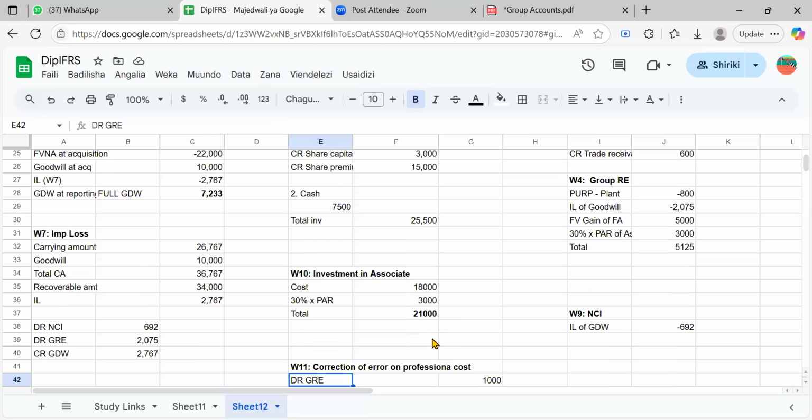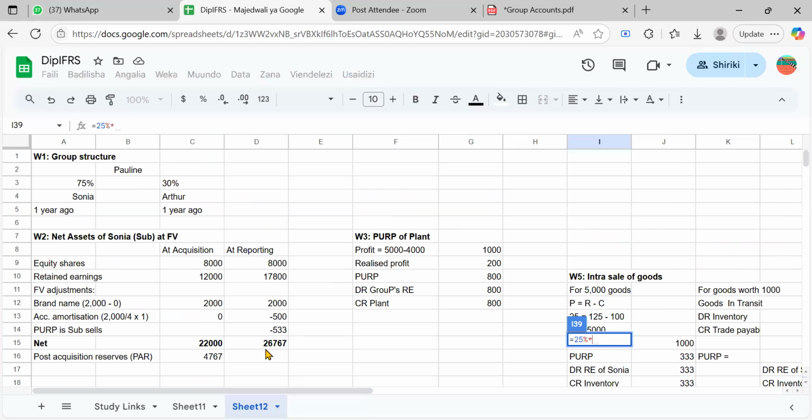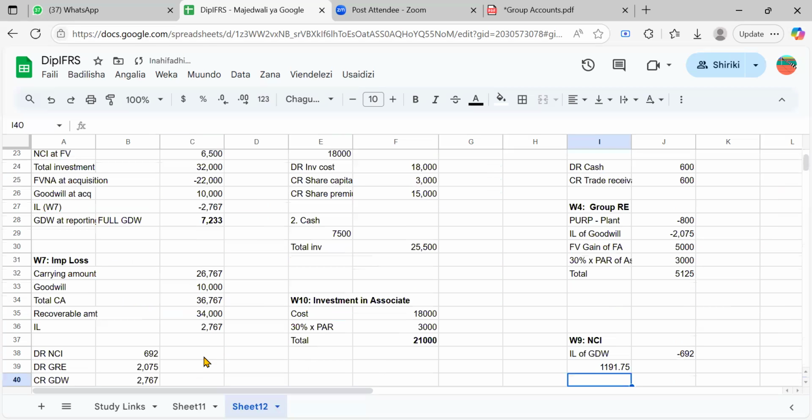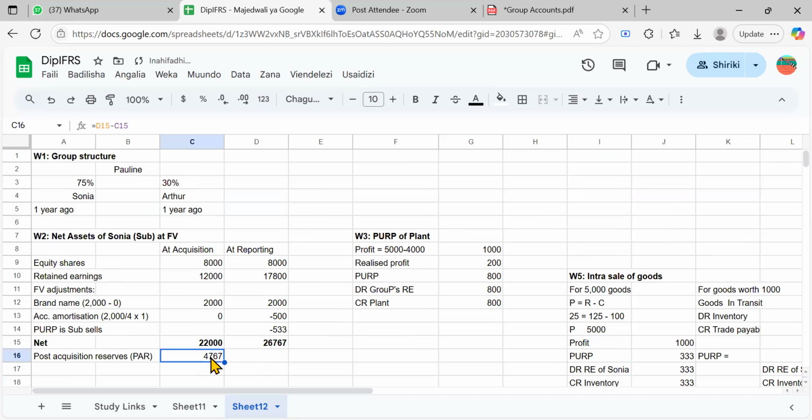Let's start with non-controlling interest. You come to non-controlling interest and you say, non-controlling interest was how much? 25%, right? So you say 25% and you multiply by that figure. How much was it? It was 47.67, right? Yes, and then you do the same here, and you take 75% and multiply by that same figure. How much was it? It was 47.67.